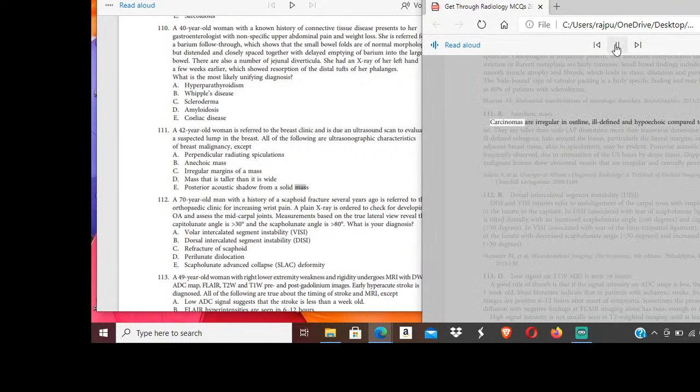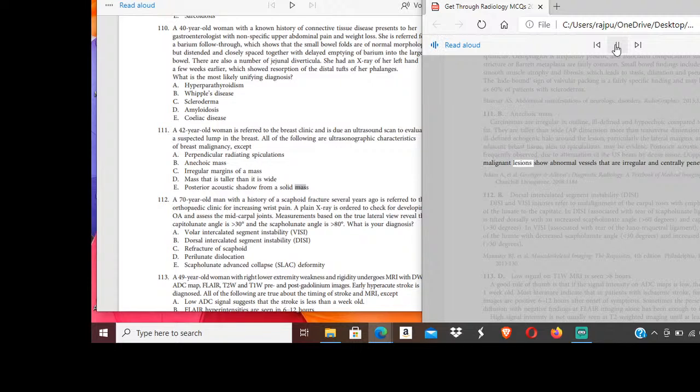111. B. Anechoic mass. Carcinomas are irregular in outline, ill-defined and hypoechoic compared to the surrounding fat. They are taller than wide, AP dimension more than transverse dimension. There may be an ill-defined echogenic halo around the lesion, particularly the lateral margins, and distortion of the adjacent breast tissue, akin to spiculations, may be evident. Posterior acoustic shadowing is frequently observed, due to attenuation of the US beam by dense tissue.